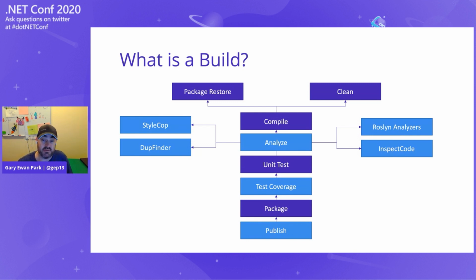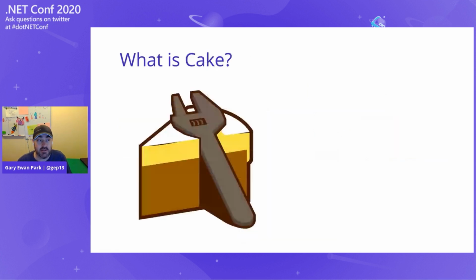Your build workflow might be different, but essentially all of these steps, and potentially some additional steps, is what I refer to as the build. And what Cake is, is a build orchestration tool. It is a mechanism that will allow you to stitch all of those different components together in an organized way.